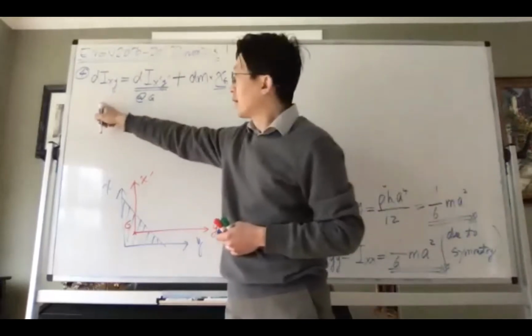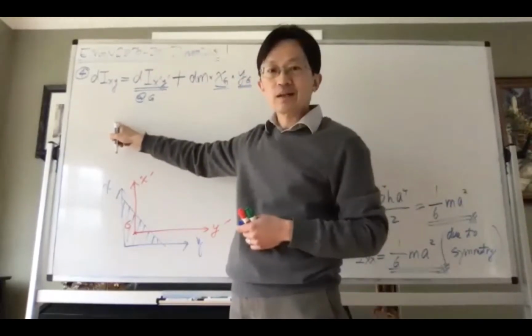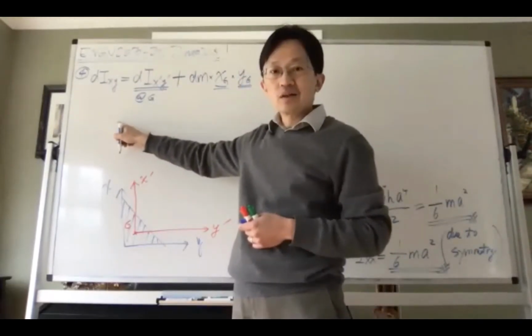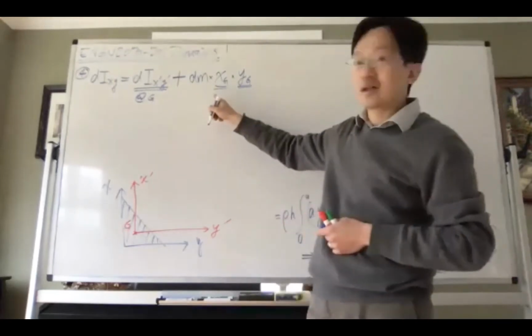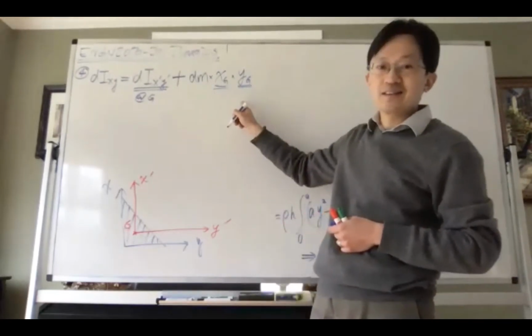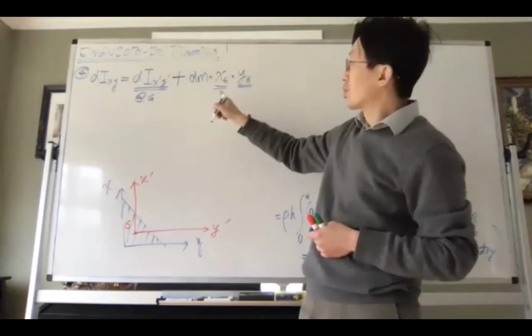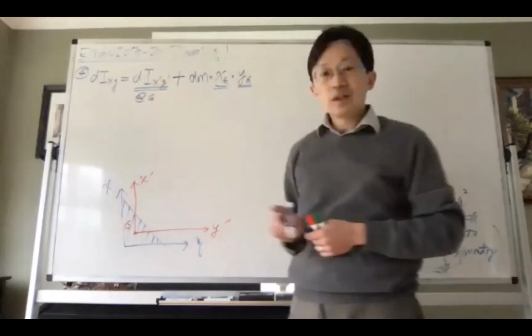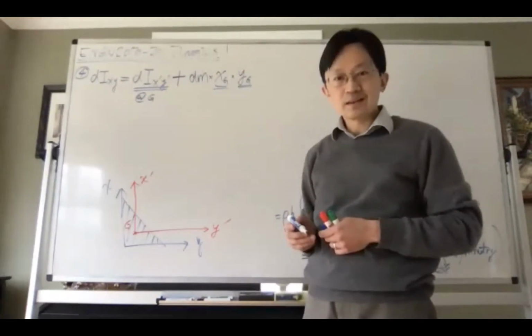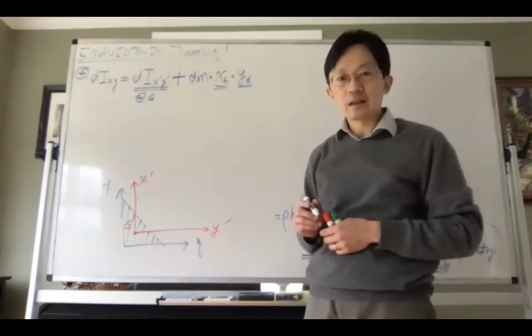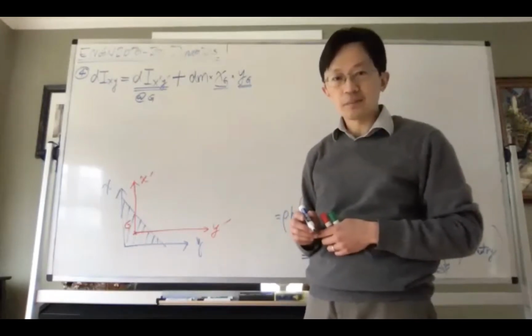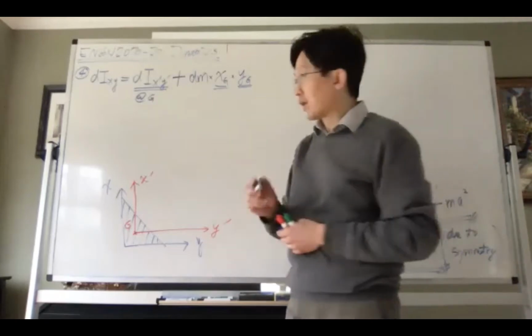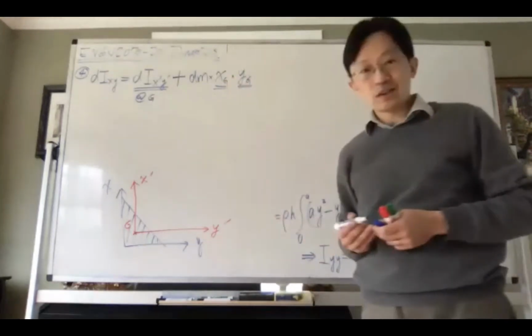If you have Iyz, what do you need? You're going to use dm times yg and zg. So these two values always are associated with the subscript you use or you consider in calculating the mass product of inertia individually. Now, let's figure out what is the xg, yg here.